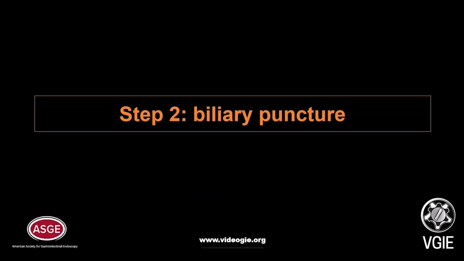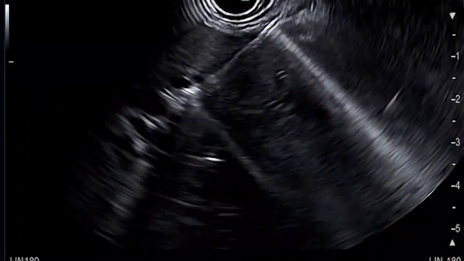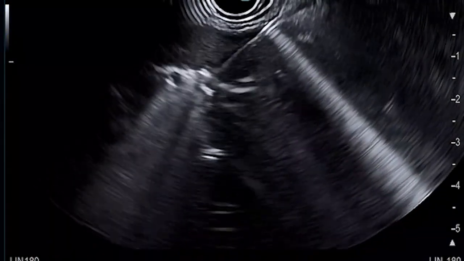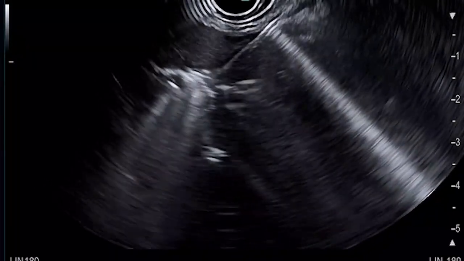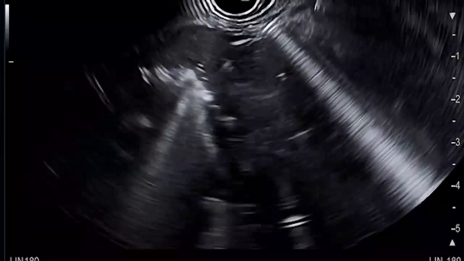Biliary puncture. Avoid introducing air into the biliary tree after you have punctured it. As seen here, air bubbles when inadvertently introduced into the biliary tree can significantly impair echo visualization. Withdrawing the stylet and priming the needle with contrast or saline will minimize the likelihood of pneumobilia.